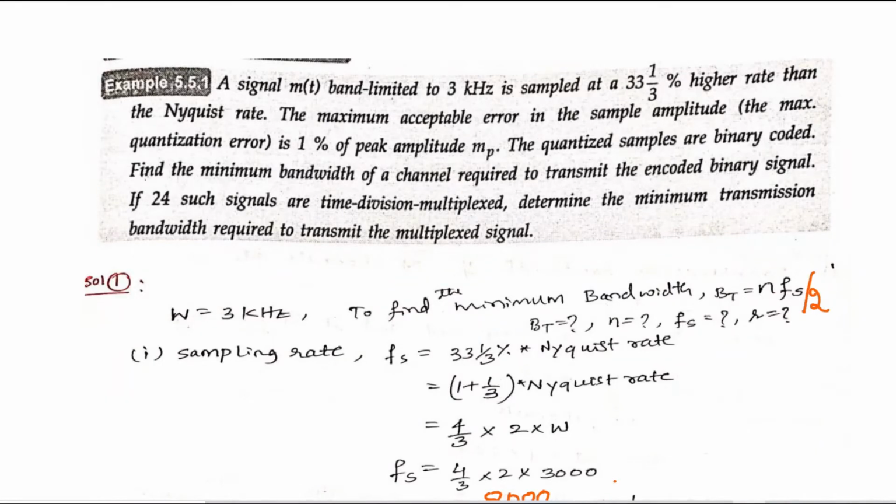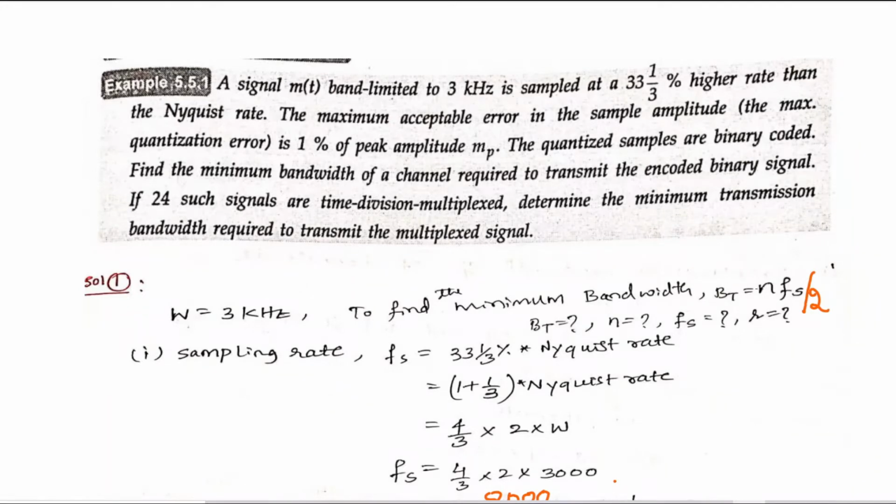Now what we have to do is find out the minimum bandwidth of channel required to transmit the encoded binary signal. Also, if 24 such signals are time division multiplexed, we have to determine the minimum transmission bandwidth required to transmit the multiplexed signal. So first, we have to calculate the bandwidth for one signal, then the bandwidth for 24 signals. So given, as I have already told, omega is equal to 3 kilohertz.